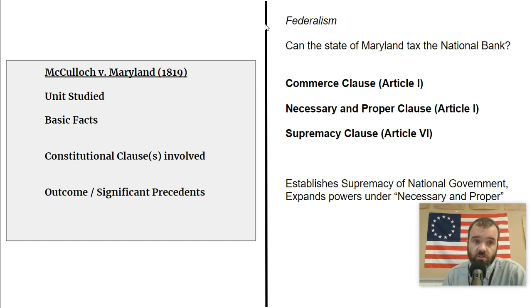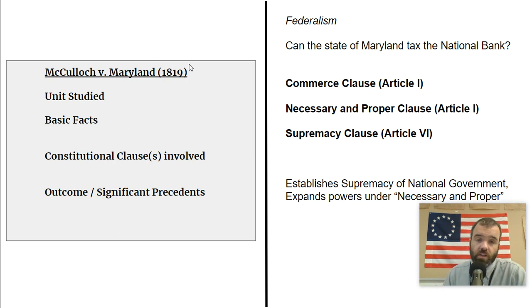For all of these cases, you should understand the basic facts. What is this case about? It's imperative you know what the constitutional clauses at issue in the case are that the Supreme Court is using to make their rulings. And then what are the key precedents, the long-term impacts of the case, and how do they potentially impact other future cases?